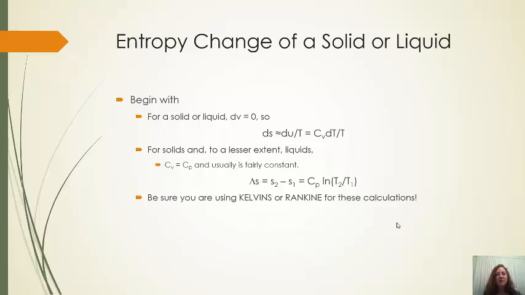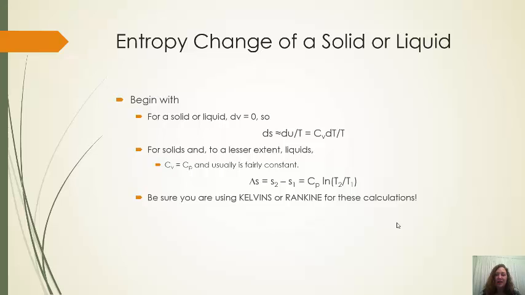So how can we do some calculations? Let's look at special cases. So first, solids and liquids. Solids and liquids, I basically can say that dv is really close to 0. It's a very small contribution, especially in a solid. It's almost exactly 0. So that means that the change in S is really approximately du over T. Now du we've defined earlier as Cv dT. And so this is Cv dT over T.